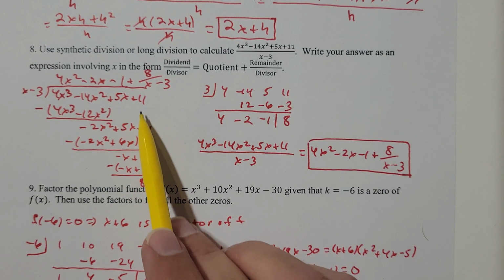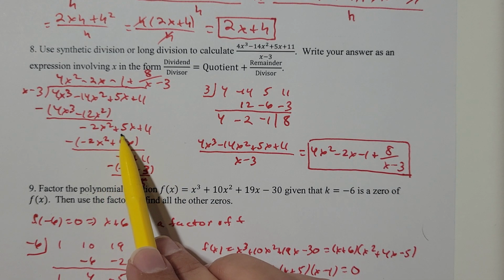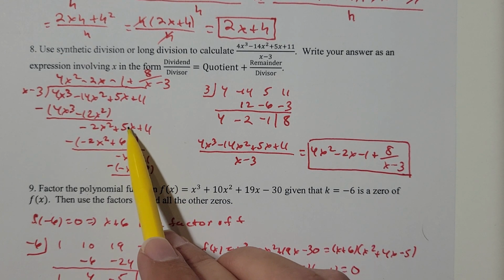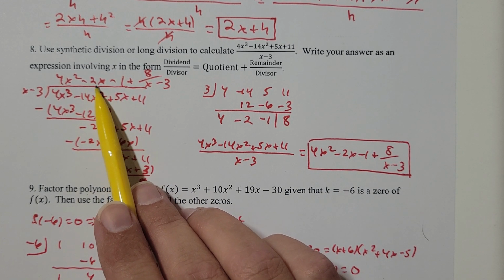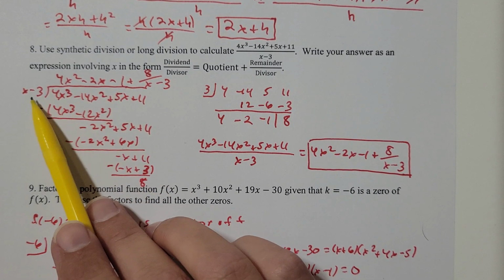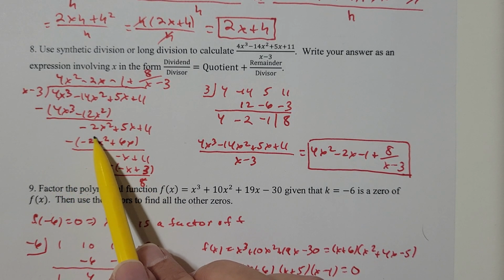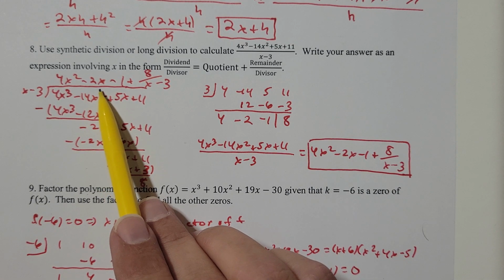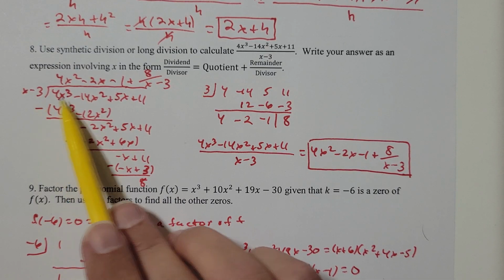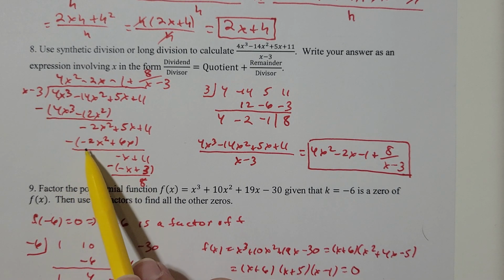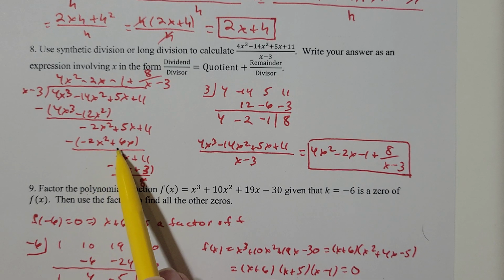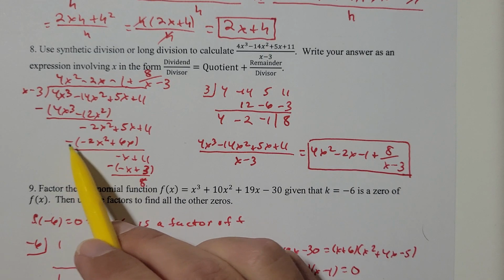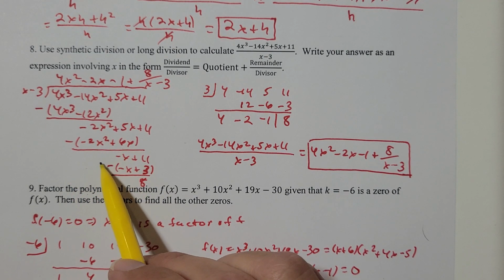Okay, and then I can bring down these next two terms. So I got negative 2x squared plus 5x plus 11. And I can divide again. If I tack on a minus 2x, I'm thinking of a term such that when I multiply it by x minus 3, the leading term gives me negative 2x squared. So if I take negative 2x and multiply that by x minus 3, I get negative 2x squared plus 6x. Okay, and I'm subtracting those expressions.